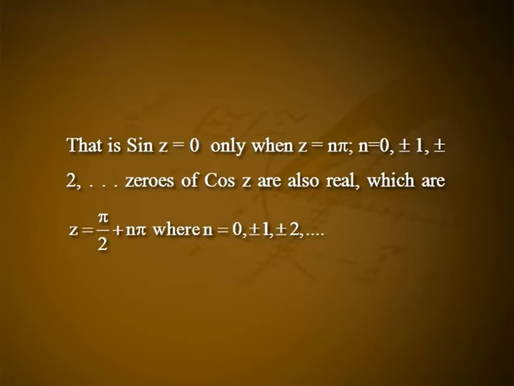Zeros of cos z are also real, which are z is equal to pi by 2 plus n pi, where n is 0, plus or minus 1, plus or minus 2, etc. Observe that tan z and sec z are analytic everywhere except at the singularities z is equal to pi by 2 plus n pi, where n varies from 0, plus or minus 1, plus or minus 2, etc., which are the zeros of cos z. Likewise, cot z and cosec z have singularities at the zeros of sin z, namely z is equal to n pi, n varies from 0, plus or minus 1, plus or minus 2, etc.